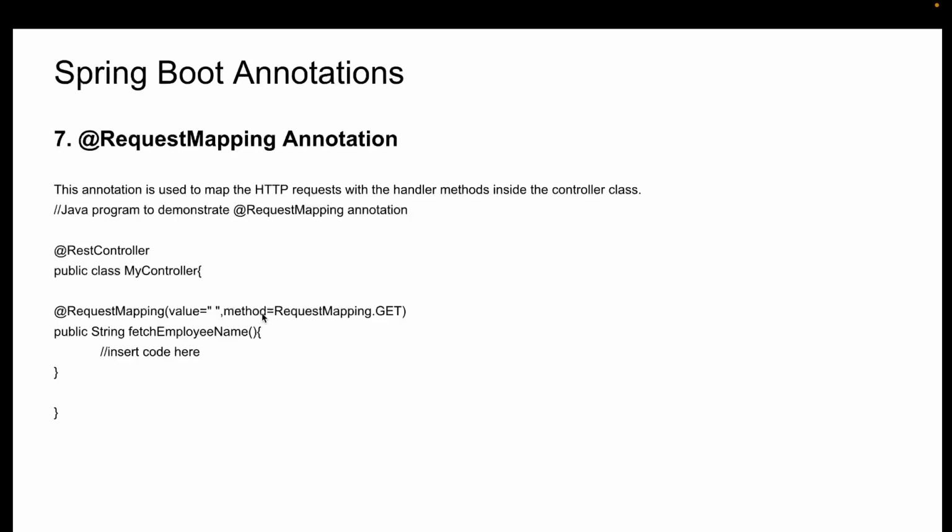If we want to delete something, we can have something like request mapping dot delete. If we want to create a new resource, we can have something like request mapping dot post. And if we want to modify some existing record, we can have something like method equal to request mapping dot put. So we'll see all these things when we start our demo.